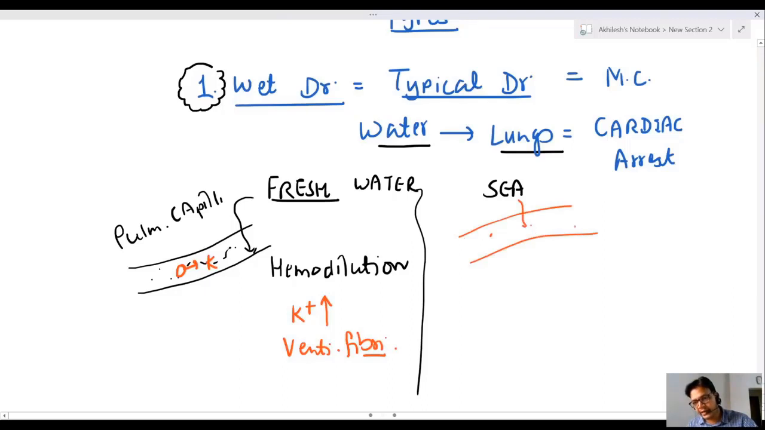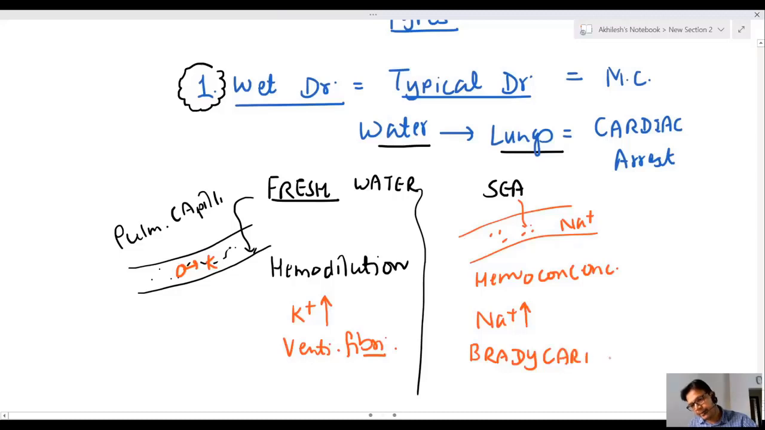But sir, what happens in seawater? Seawater already contains sodium. So when seawater goes inside the blood capillary, it causes hemoconcentration. Here sodium increases, causing hypernatremia, and hypernatremia causes bradycardia.